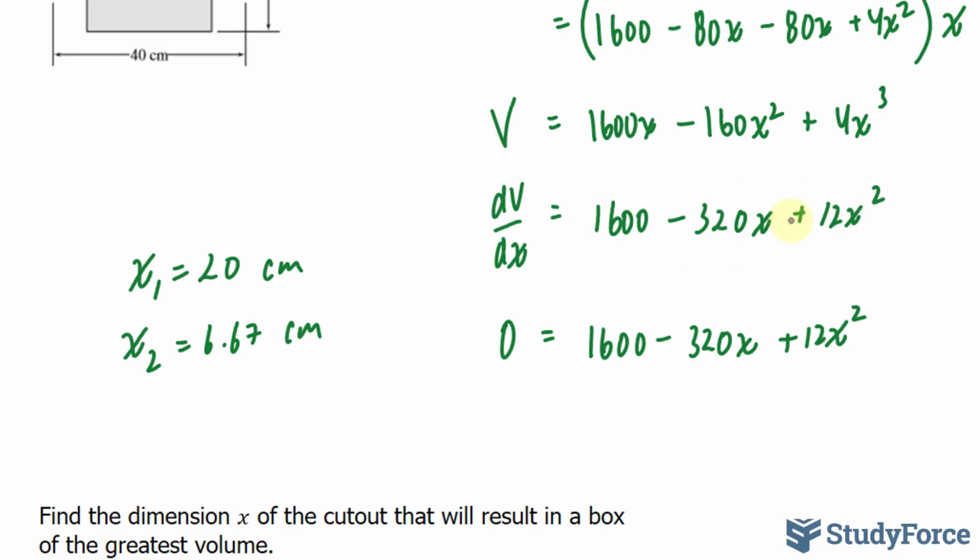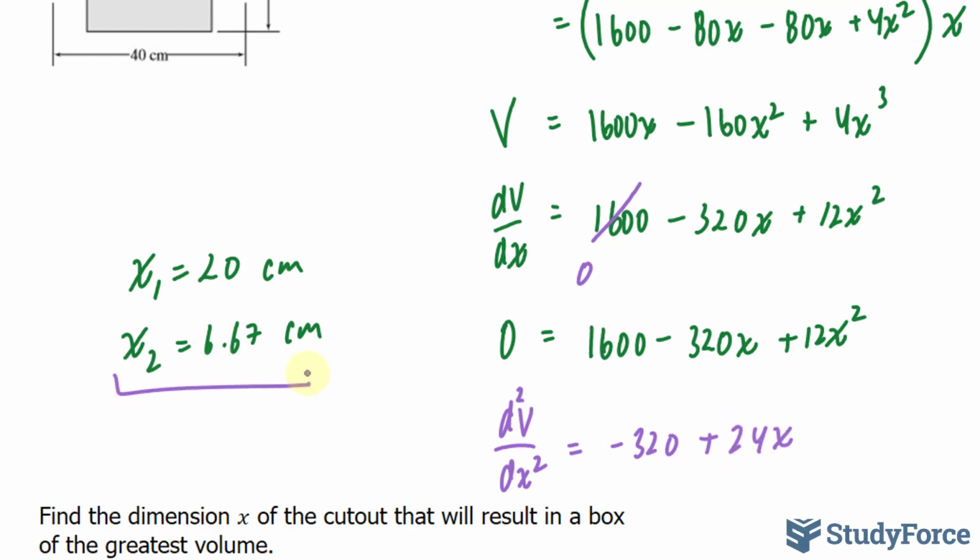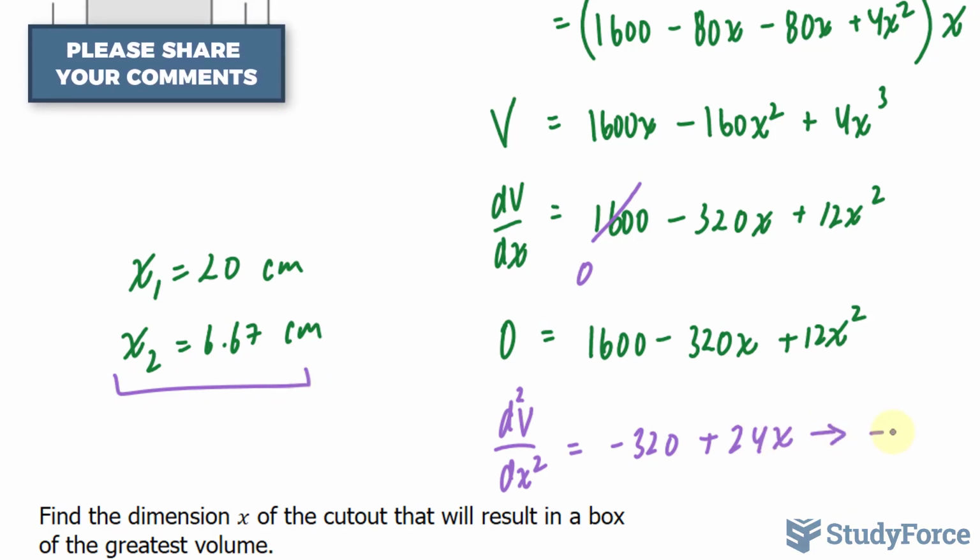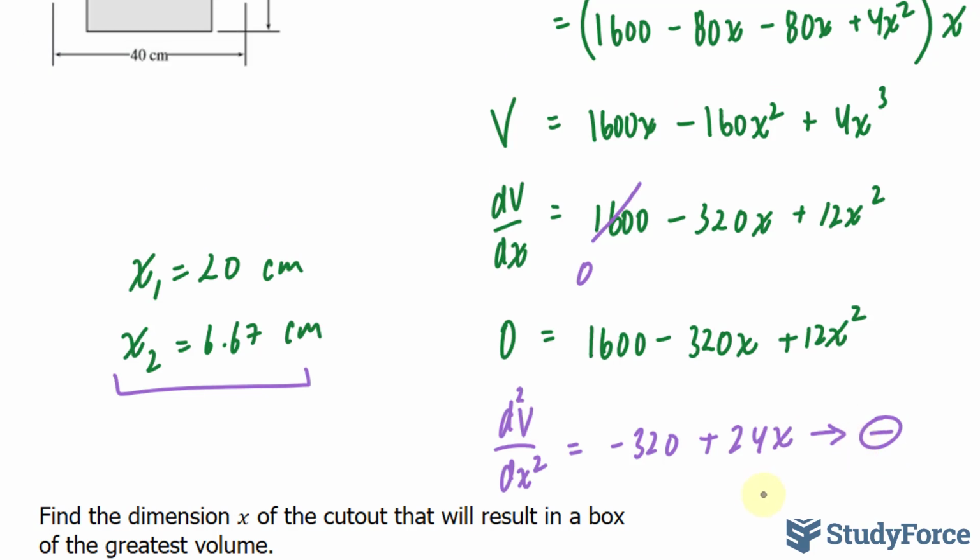Taking the derivative of this gives us d squared V over dx squared. That goes to 0. This goes to negative 320, and this becomes 24x. Substituting 6.67, that's the only plausible answer, into here will give us a negative value. A negative value tells us that there's a maximum. Max at 6.67 centimeters. And there you have it.